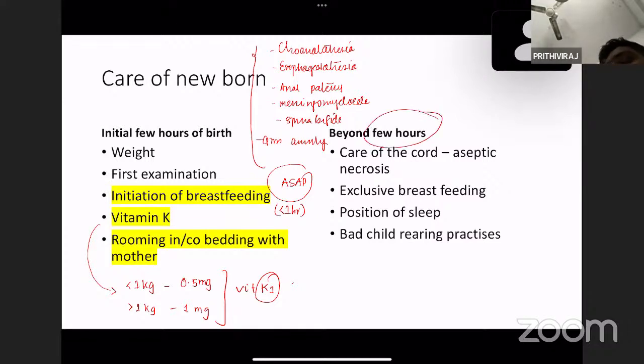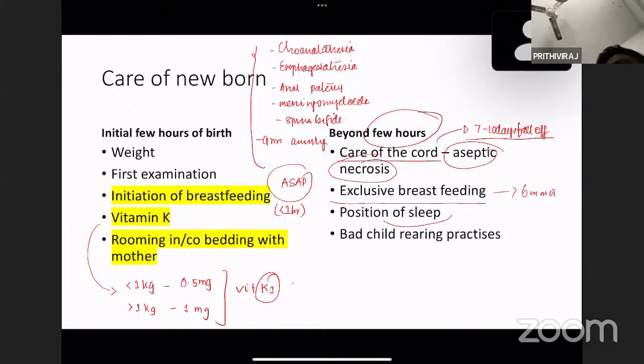After a few hours, care of the cord: it takes at least 7 to 10 days to fall off. Never put anything over the cord except medication if the child is having omphalitis, that is umbilical cord infection. And the cord falls off by a method called aseptic necrosis. Exclusive breastfeeding for the next 6 months. Position of sleep: mostly advise the mother to use the supine position, never prone. Prone should be done only under the guidance of the health care provider.